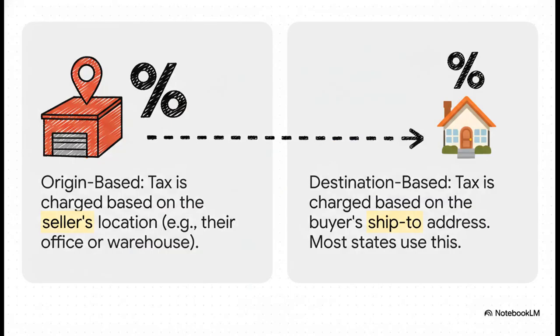All right, now here's where we see the first real layer of complexity. States can't even agree on where a sale actually takes place for tax purposes. A few states are origin-based, which means a tax rate is set by where the seller is located. But most states are destination-based, and in that case, the tax is calculated based on your ship-to address. This is exactly why your online shopping cart total can magically change the second you type in where you live.